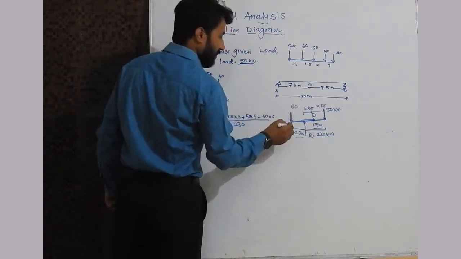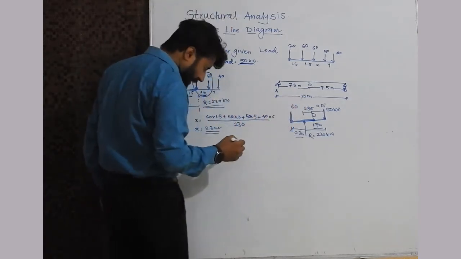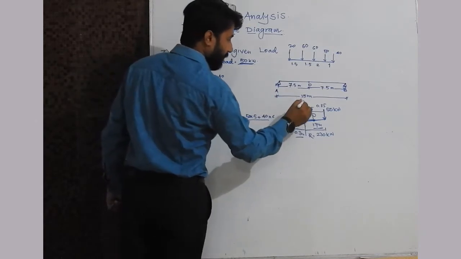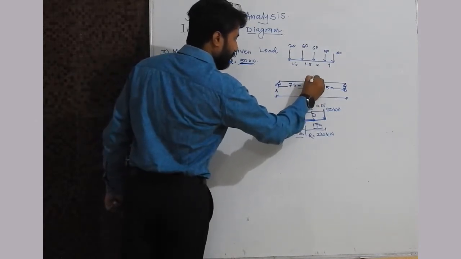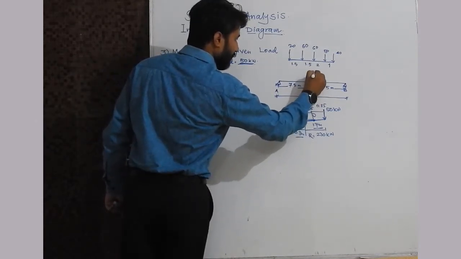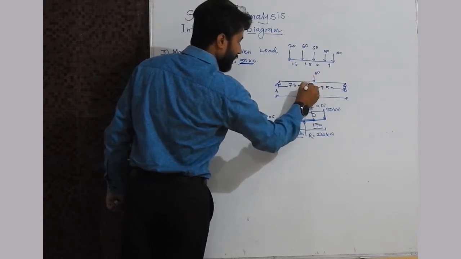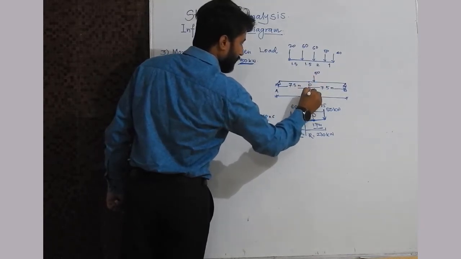So we will keep this. Sorry, this will be the 50 kilonewton load. We will put this 50 at a distance of 0.85.